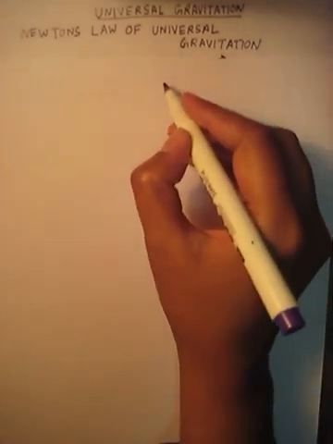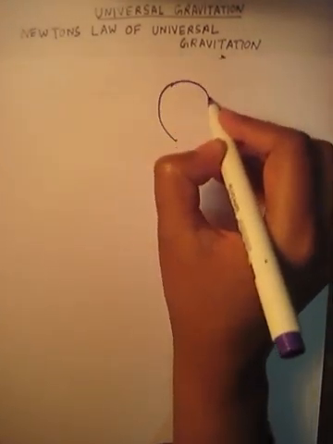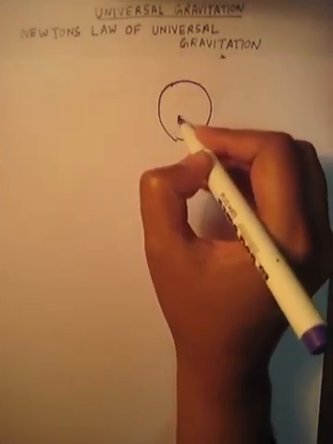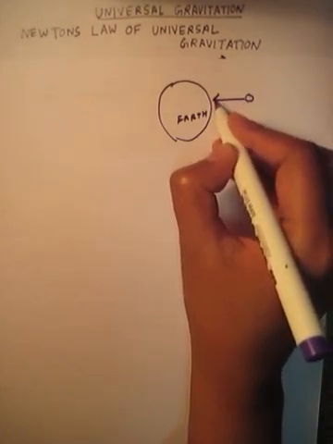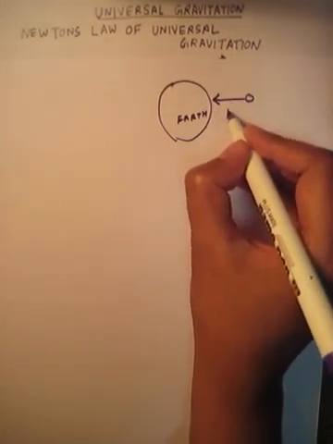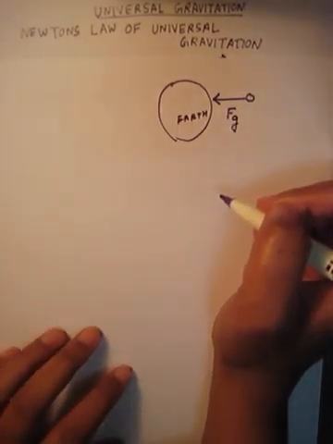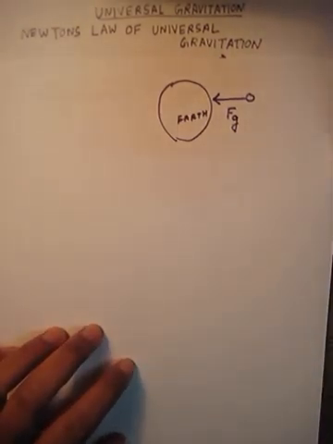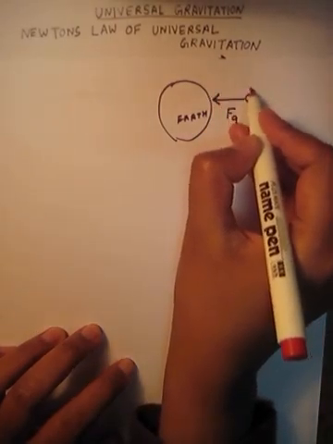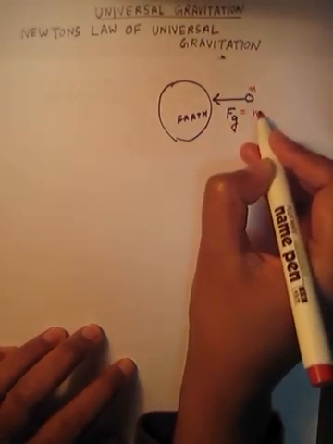Today we are going to study Newton's law of universal gravitation. Up to now we know that around Earth, if there is some mass, then it feels a force of attraction towards the Earth, and this force is given by the gravitational force Fg. If the mass of the other object is m, then this force is given by mg.